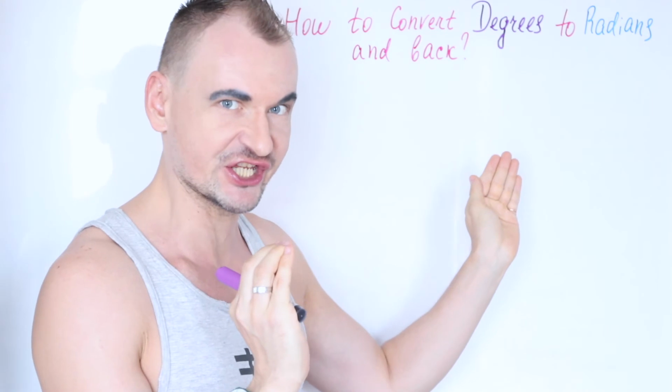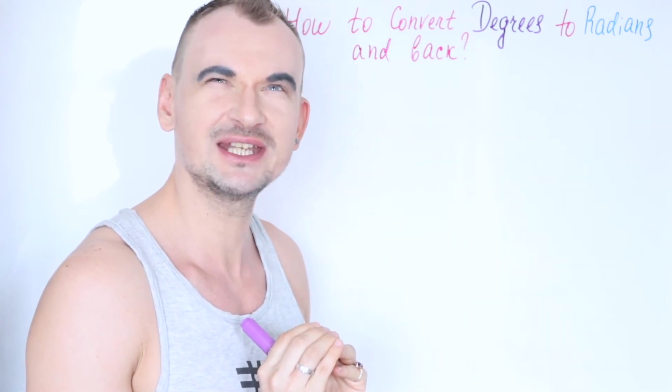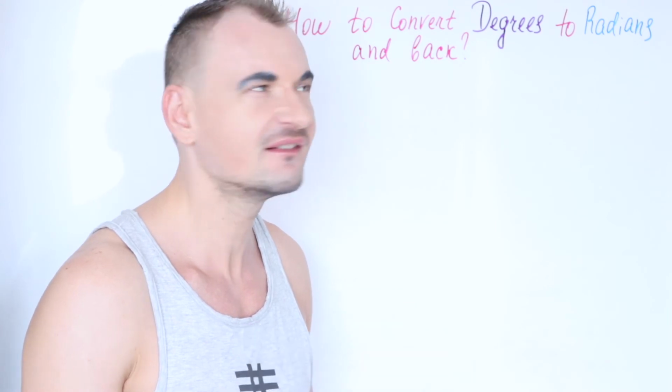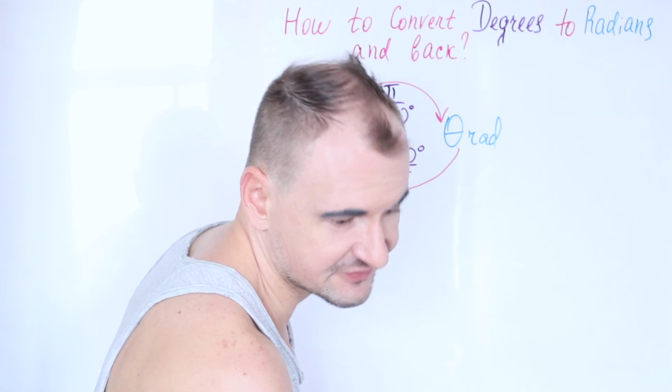Degrees and radians. Did I say radians? No, I didn't. Did I? Forgot. 15 pi.